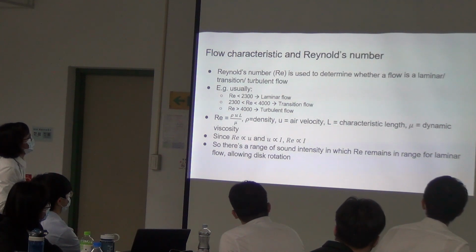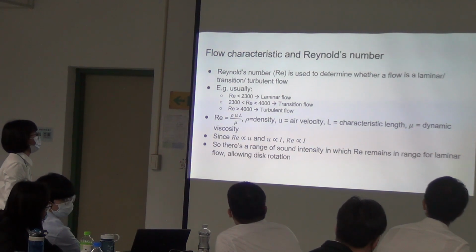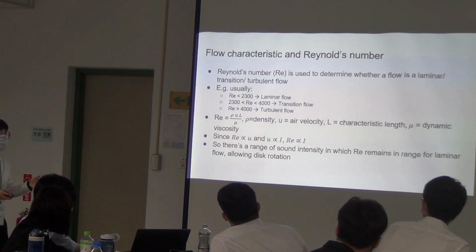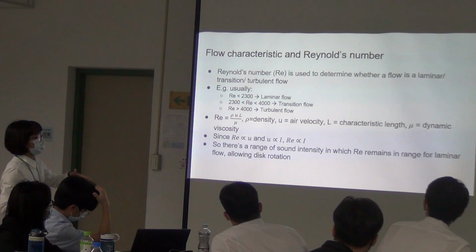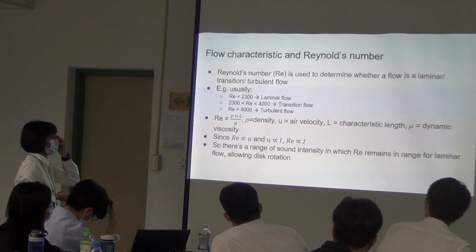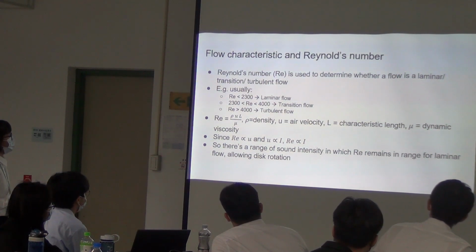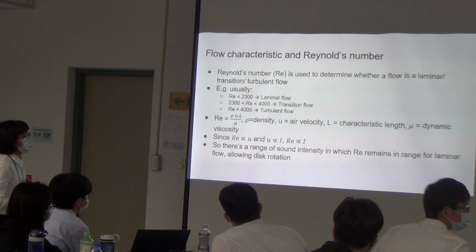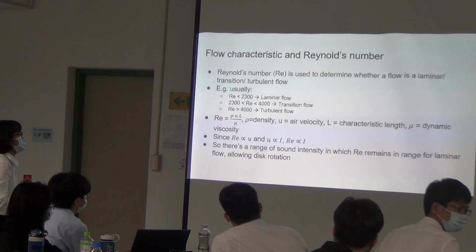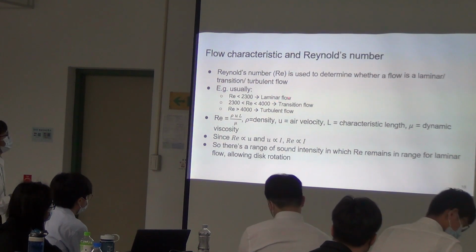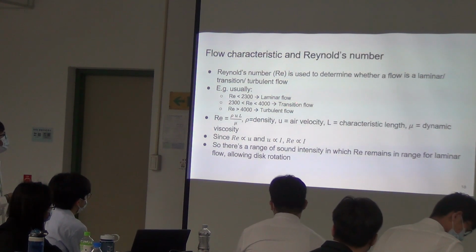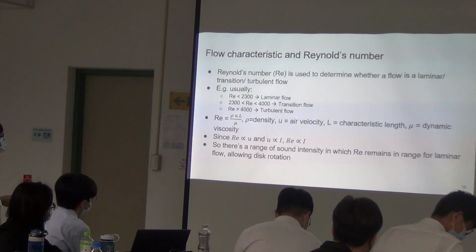And this is the flow characteristic and Reynolds number. We think that the flow has something to do with the Reynolds number because there's laminar flow and also turbulence flow. And the Reynolds number is used to determine whether a flow is laminar, transition, or turbulence flow. And this is the range of laminar flow, and this is the transition flow, and also turbulence flow.